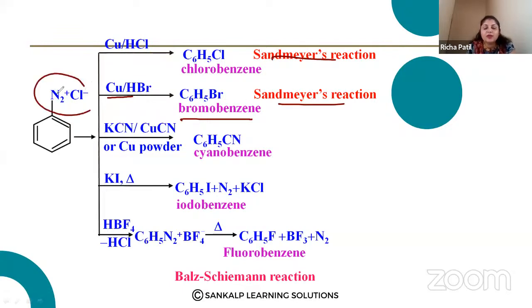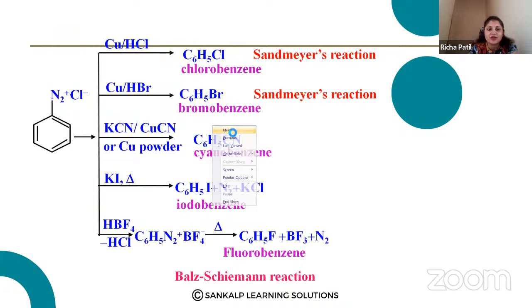Then if you treat your diazonium salt with KCN or CuCN, cuprous cyanide, or copper powder, you yield cyanobenzene. If you treat your diazonium salt with potassium iodide and heat it, you form iodobenzene. With HBF4, you will get fluorobenzene. So these are some of the reactions of your diazonium salt. With different reagents, you will yield different products.